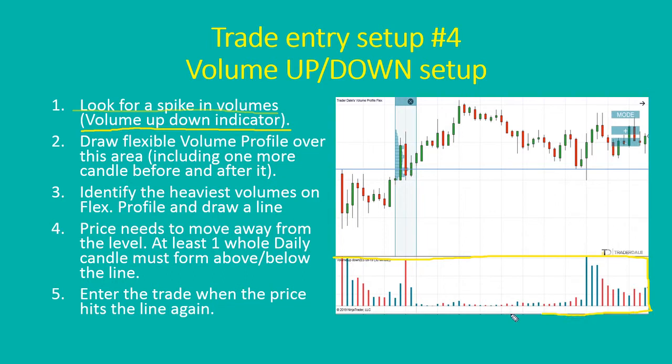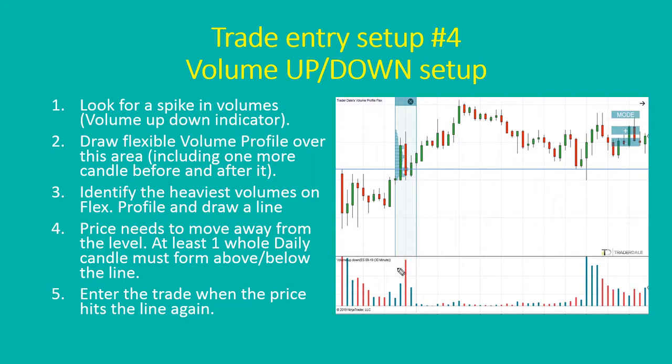This is the volume up-down indicator. It's a standard, built-in indicator in the NinjaTrader platform. I used the standard settings. I didn't change anything apart from maybe the width of those candles, but apart from that, nothing. So you just use the standard settings of this indicator.